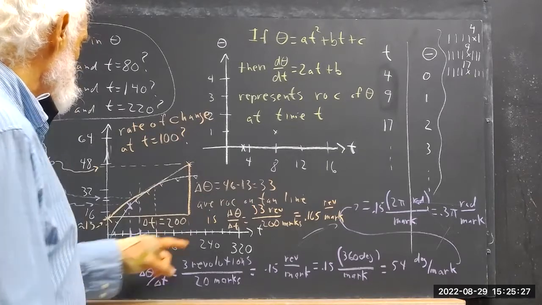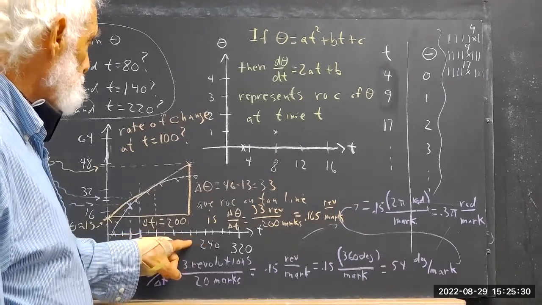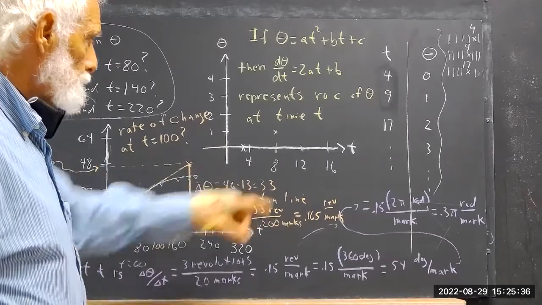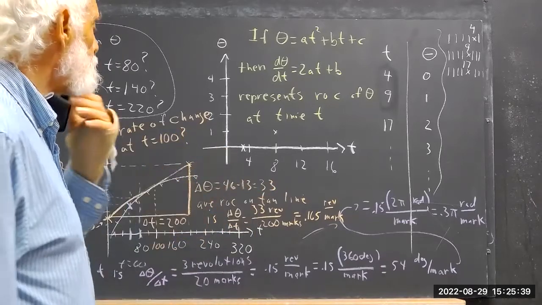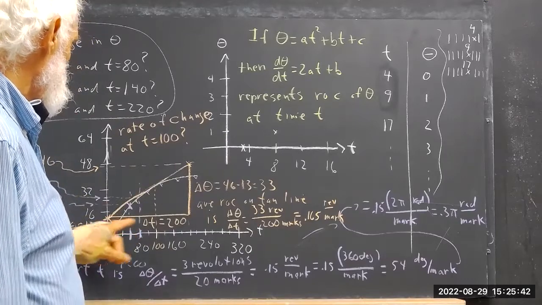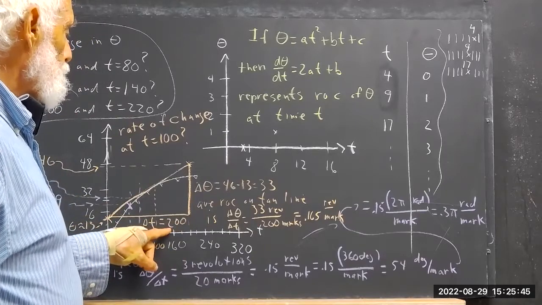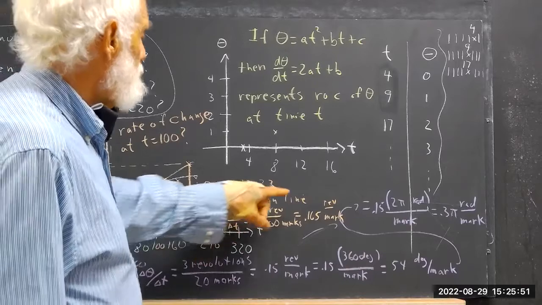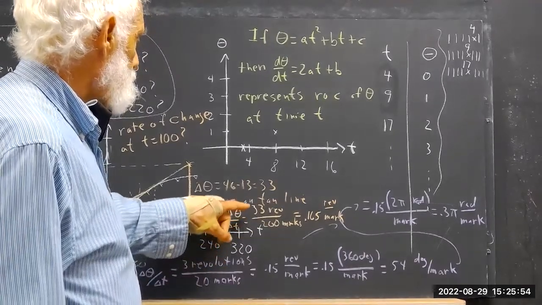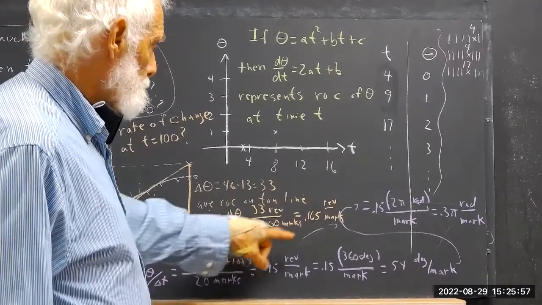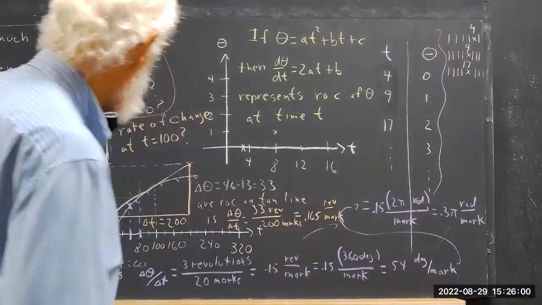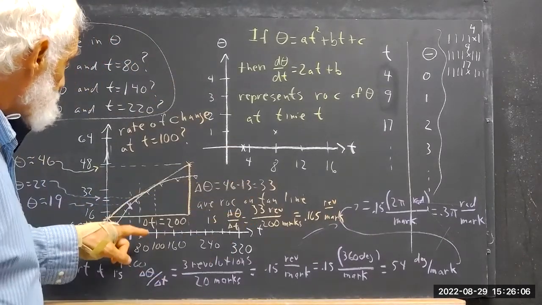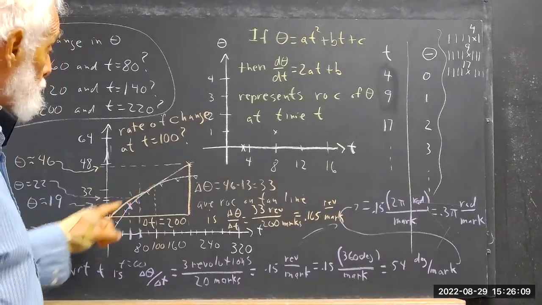T is 200, halfway between 160 and 200. Then I calculate the change in theta from this point to this point. That turned out to be about 46 minus 13, about 33. And the delta t from here to here was about 200 marks. So we have an average rate of change using the tangent line of 33 revolutions divided by 200 marks, or 0.165 revolutions per mark. That's the estimate we get of the instantaneous velocity at t equals 100 according to this graph.